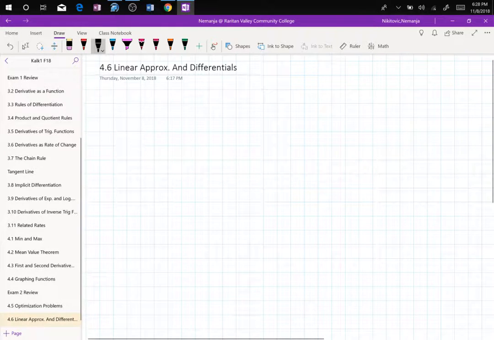We are going to just utilize our tangent line in a way that you probably didn't think of before. For instance, say that I would like to compute a square root of 3.6, right? What is the square root of 3.6?